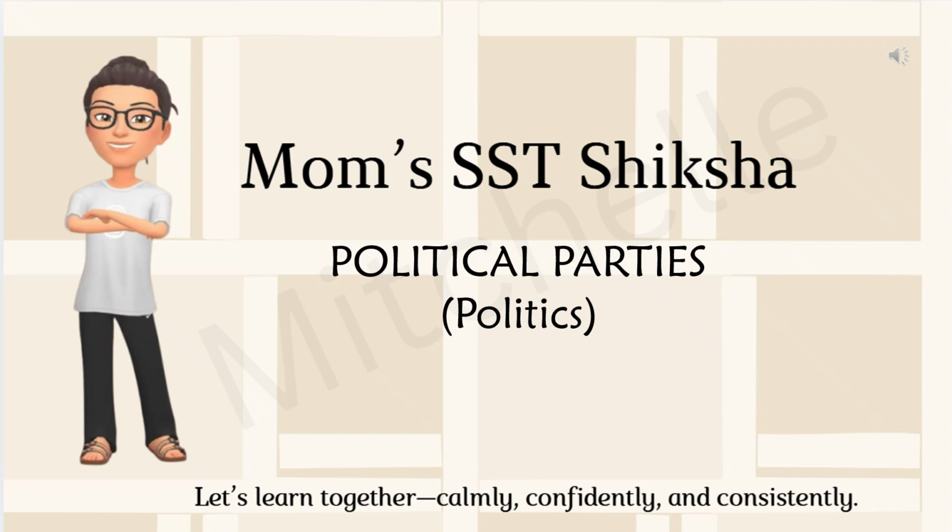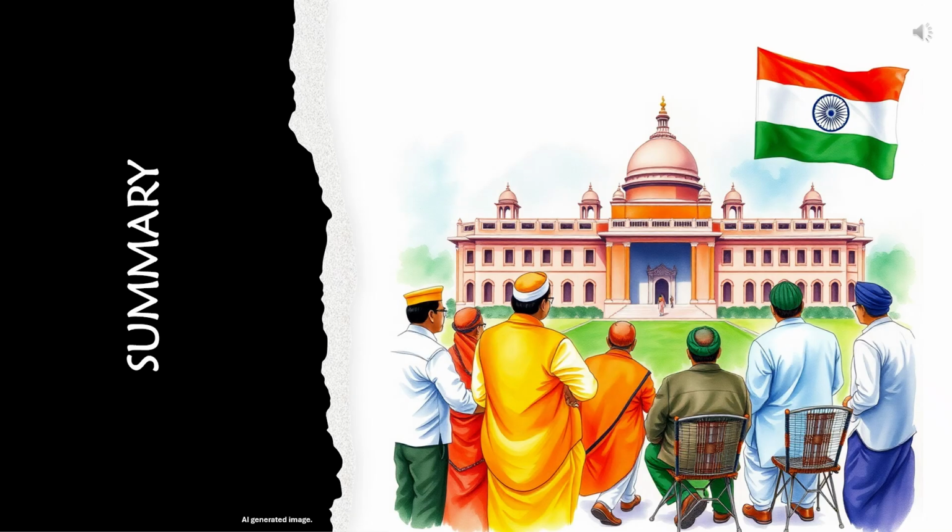Today's chapter, Political Parties. And here's a quick summary before we dive into the chapter. Political parties are organized groups that contest elections to form governments and link citizens with the state. They perform key functions such as choosing candidates, offering policies, making laws, forming governments, and acting as opposition.